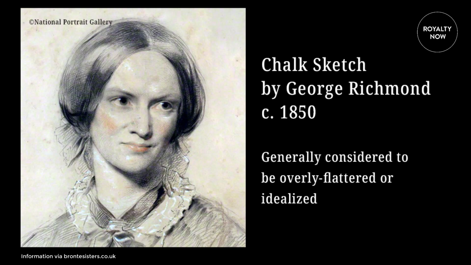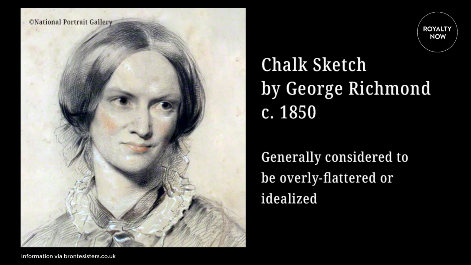The second undisputed image is a chalk sketch by George Richmond, taken later in her life around 1850. Now, this portrait is authenticated to be her, but it is generally idealized. The source that I'm reading from talks about how beauty standards were different at the time, obviously. I think we can assume most portraits of most monarchs and important people were idealized in some way.